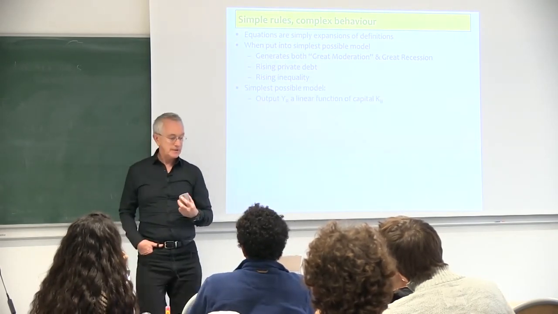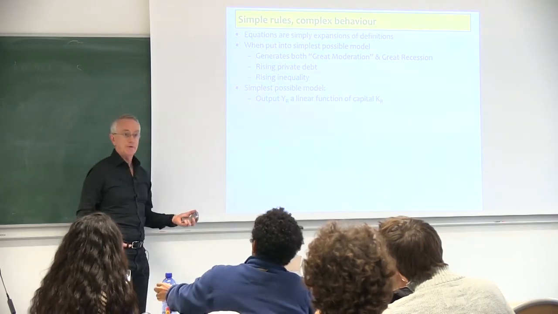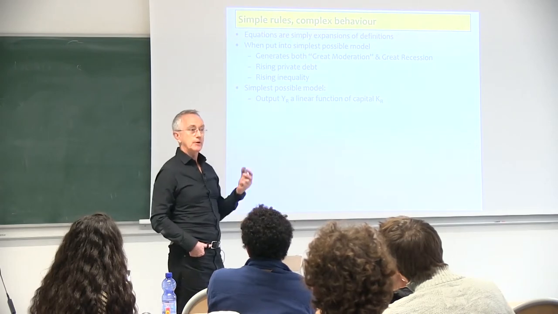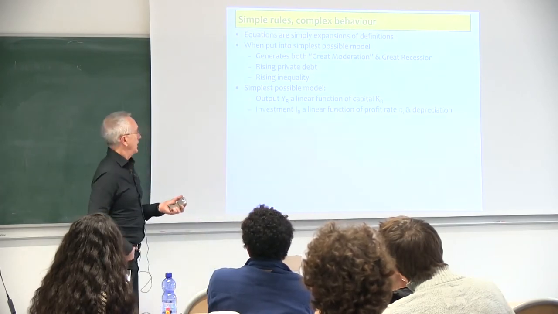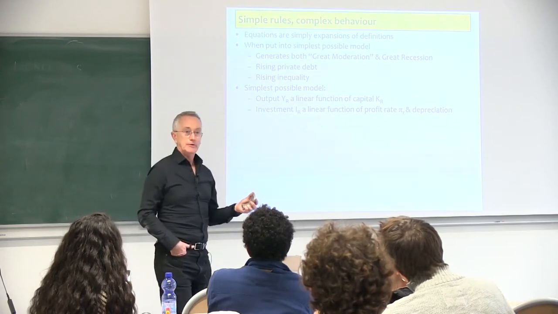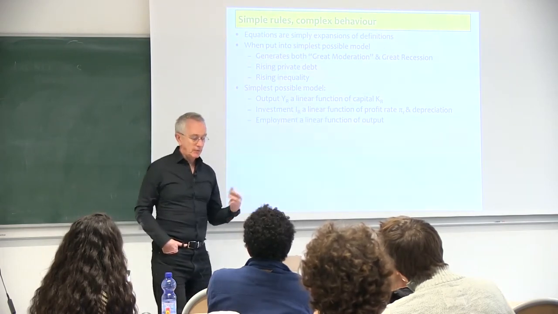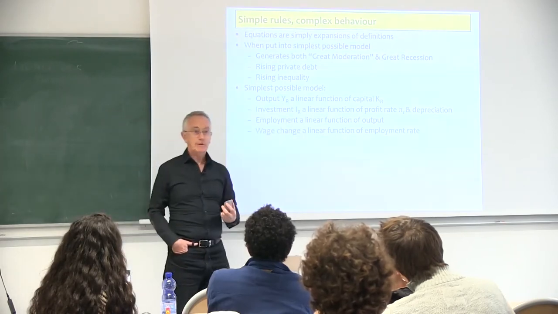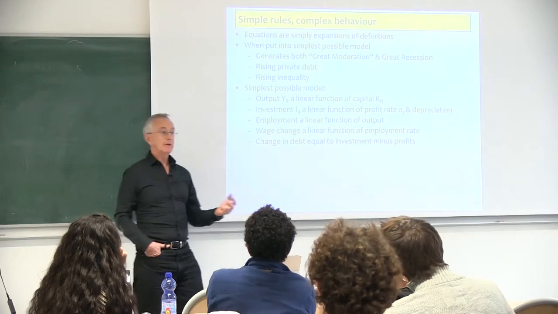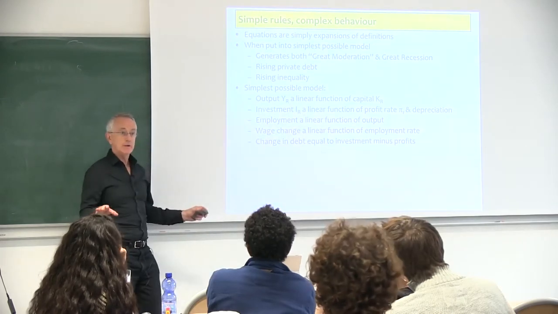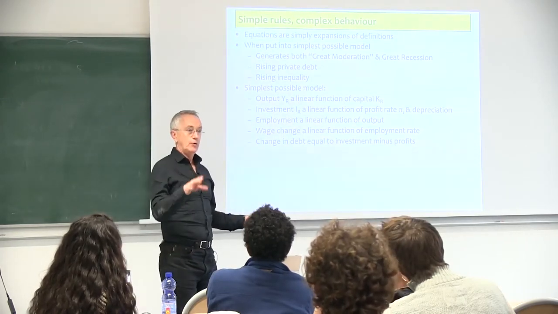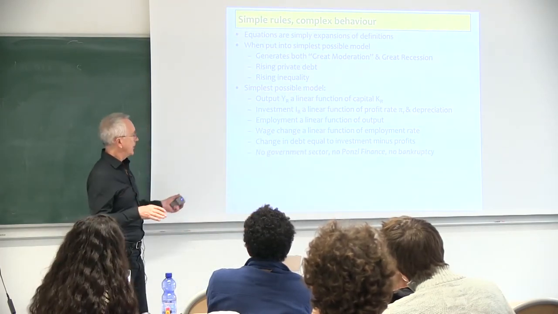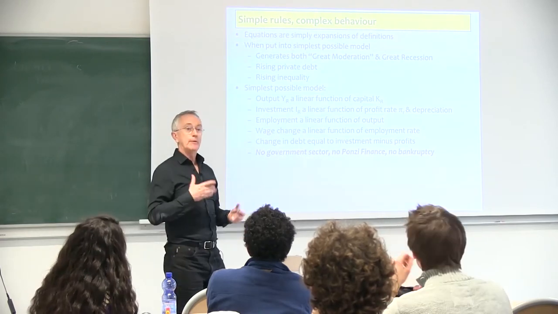So the model starts off by saying output is simply a linear function of the level of capital. Of course you could be more complicated than that, you should be, but you don't need to be, and that's my point. Investment is a linear function of the rate of profit and depreciation. Employment is a linear function of output. And wage change, a linear function of the employment rate. And then change in debt simply being investment minus profit. So I have no Ponzi behavior at all in this model. All the money being borrowed is being borrowed to build real capital. No government sector, no Ponzi finance, and importantly, no bankruptcy.